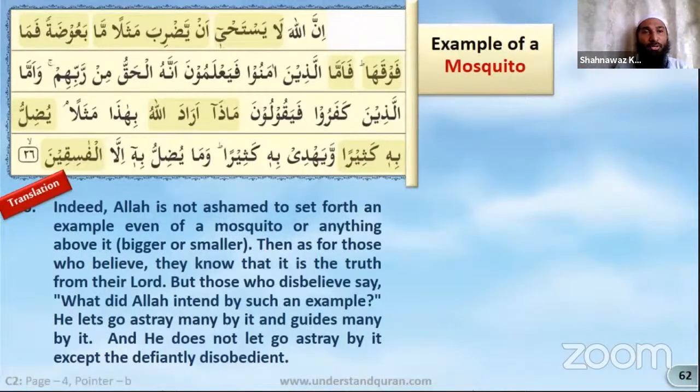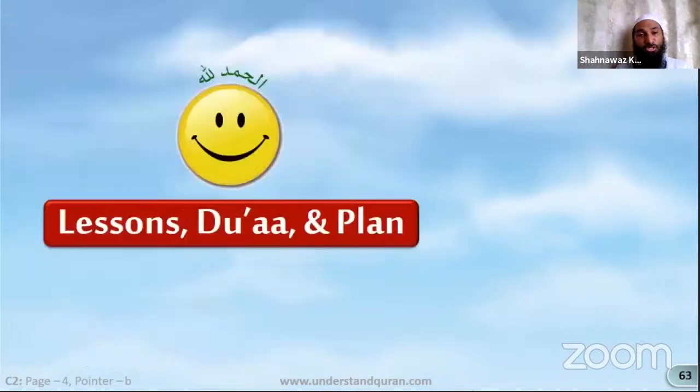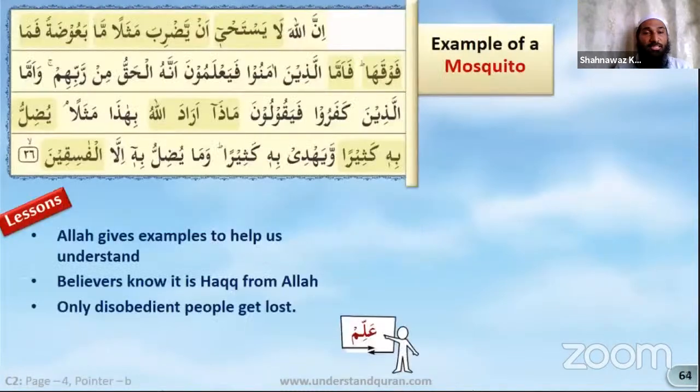So here, if we consider the fawqa for the mathal, then it is the smaller version of it. Inshallah, when I have the presentation on the mosquito, that thing will get a little more clear. So the lesson that we have is that Allah Ta'ala gives us examples to help us understand.